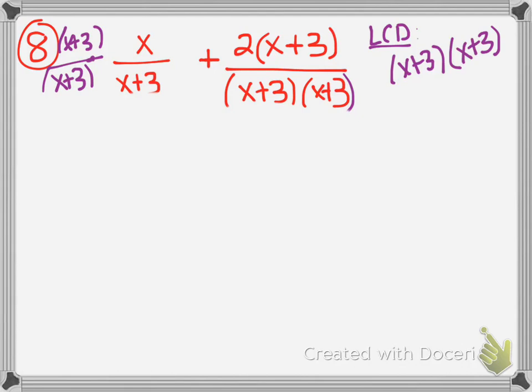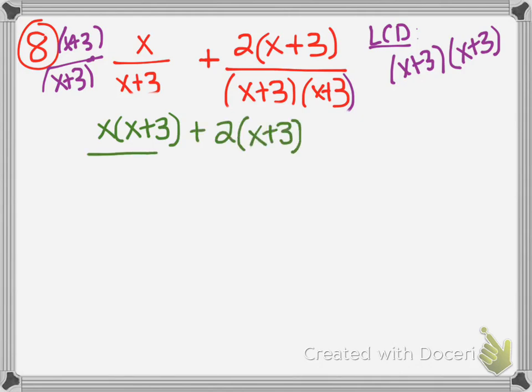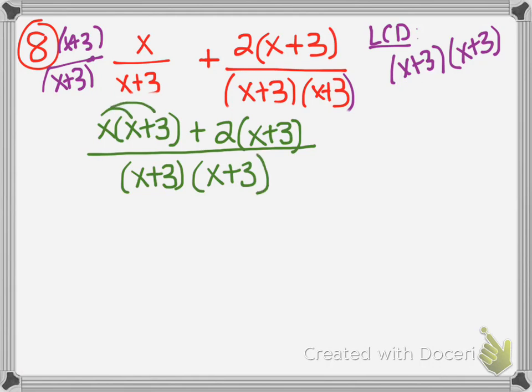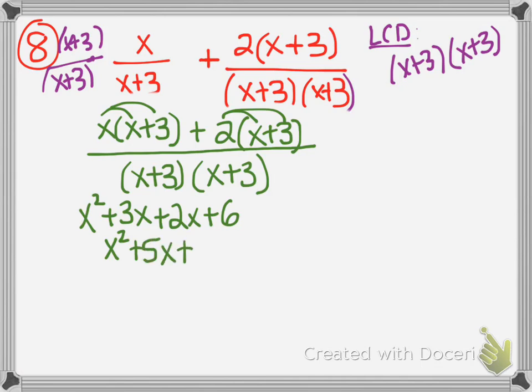So now the numerator is x times (x plus 3) plus 2 times (x plus 3). So now we're going to distribute on the top twice, and we're going to have x squared plus 3x plus 2x plus 6, which simplifies to x squared plus 5x plus 6.